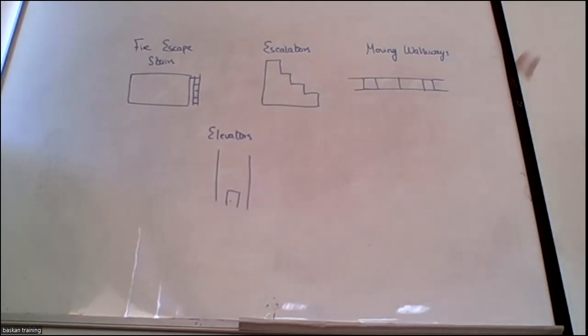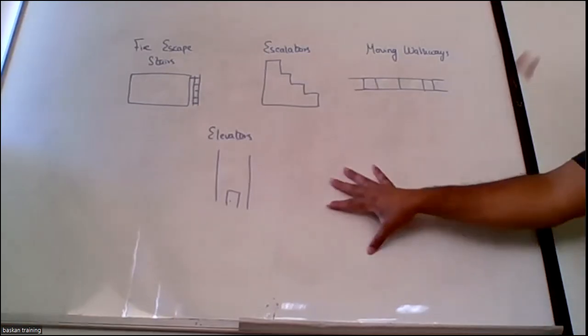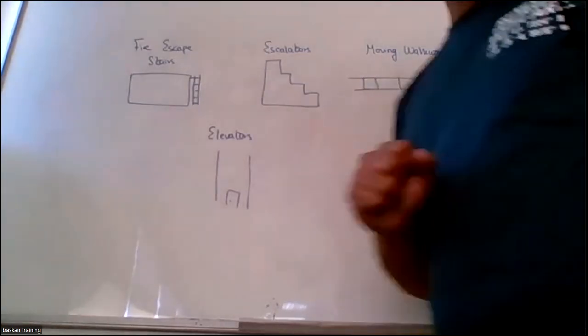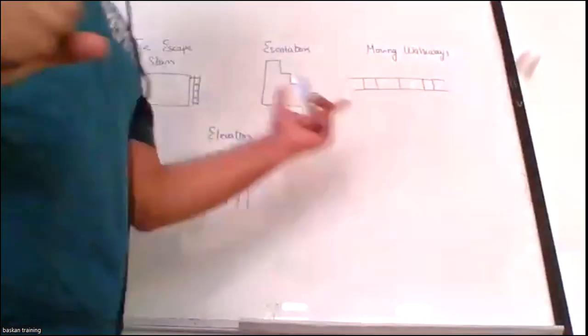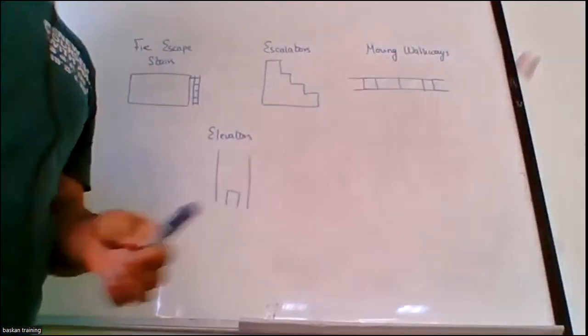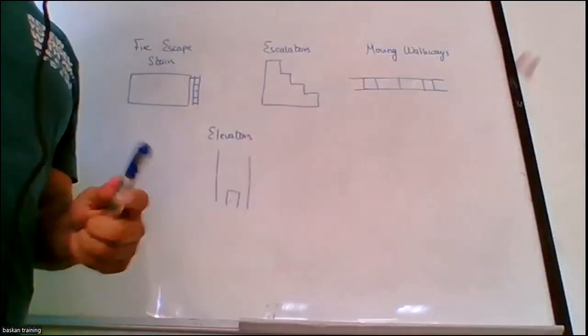Got my point? Even if it's a firefighter elevator, for us it's not a means of egress. For them, they can use it, and they will use it whenever the conditions are favorable for them. So elevators, escalators: why don't we use them as means of egress? Any specific reasons?